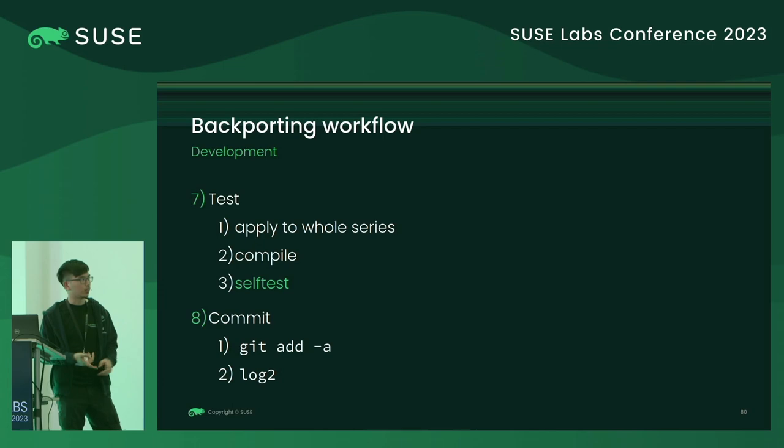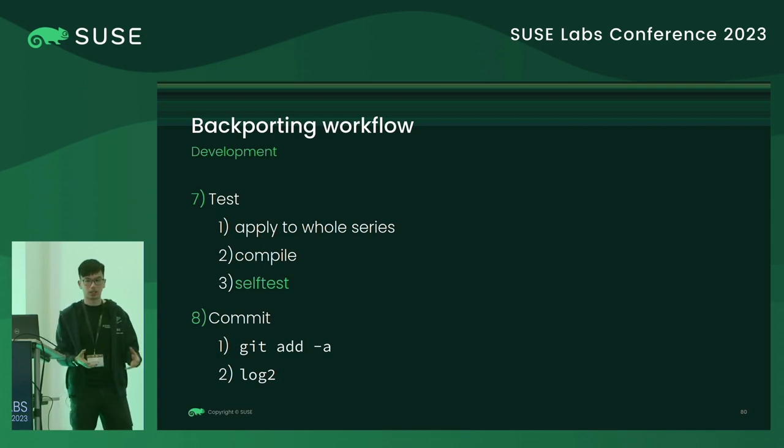After that, if the whole thing succeeds, again, happy path. I will again check that the whole series applies, because some other patches might need to be refreshed, so it's good to check it. Then test compile. One thing I haven't been able to do consistently is that BPF has quite a comprehensive selftest, and I also backport it. So I hope that in the future I can consistently run the selftest to make sure the BPF subsystem is good. If that all works, then I use git et al and the log to utility to commit.